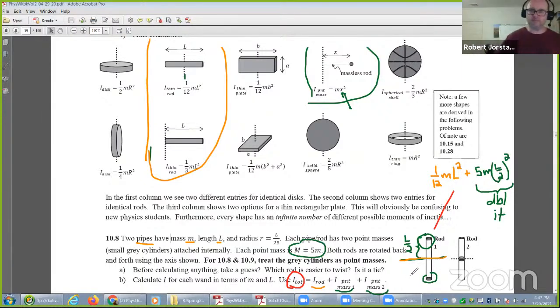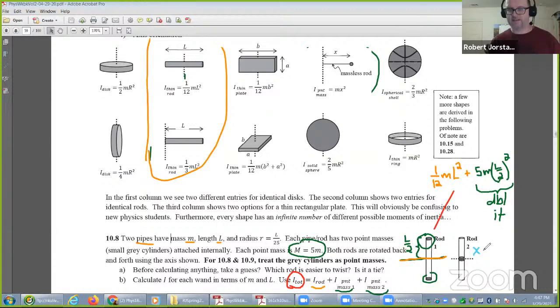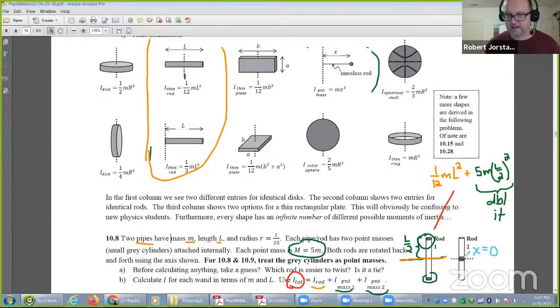Okay. So what about rod 2? What is going to be different for rod 2? The point mass. Yeah, what's going to be different about it? It's going to be 0. Yeah, so x is equal to 0 for those ones. Now, that's okay. If we're treating them as point masses, the distance from the origin is 0.